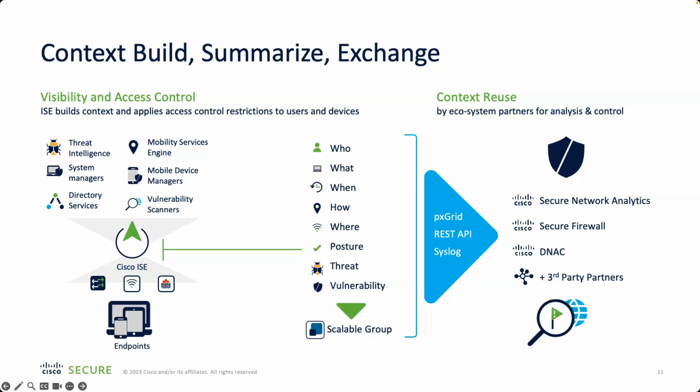Now, ISE shares this whole context with other security services. It can use syslog, it can use REST API, or it can use pxGrid. And today's session will be focused on pxGrid. All the context I gave you so far is to understand why we need to have security integrations. Now we will discuss how we can do it.